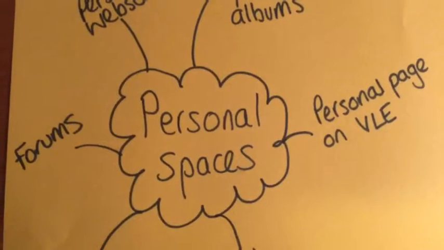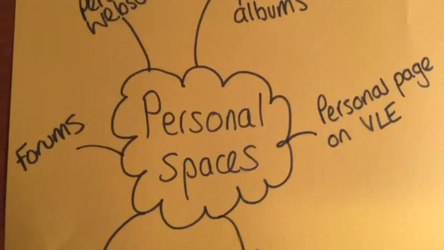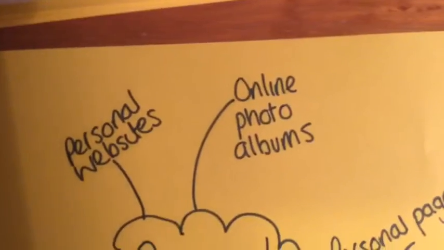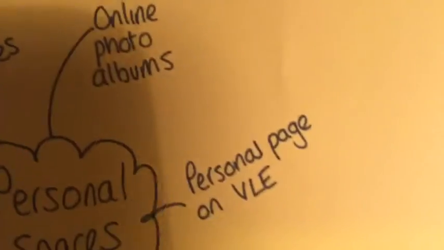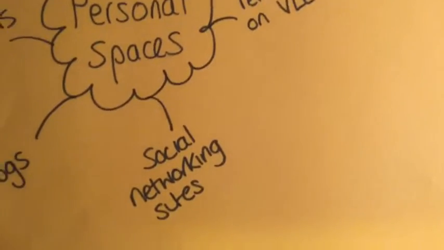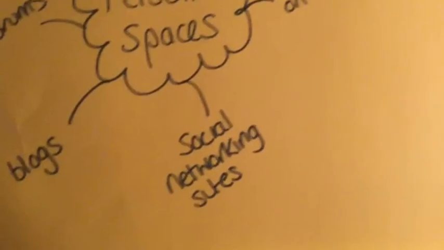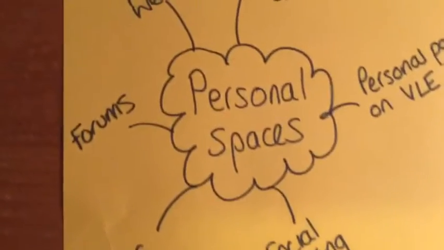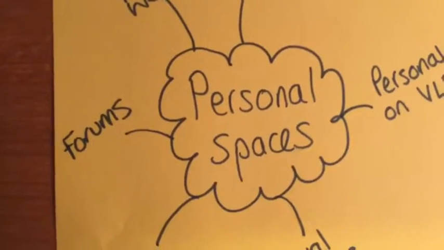Okay, so the next topic is looking at personal spaces and the types of personal spaces. So the first one you can have is a personal website. You can have an online photo album. You can have a personal page on a VLE. You can have space on a social networking site. You can have a blog, and you can have forums.